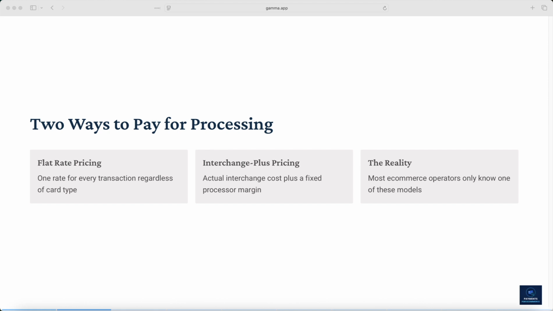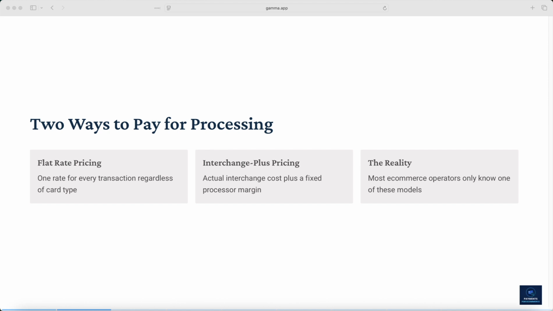For purposes of this video, I'm going to cover two fundamental ways that payment processors charge you for accepting cards. There's a third model that I'm not going to cover here, and that is differential pricing. For our purposes here, we're going to cover two pricing models. The first is flat rate pricing, and that is one single rate applied to every transaction, regardless of what kind of card your customer uses.